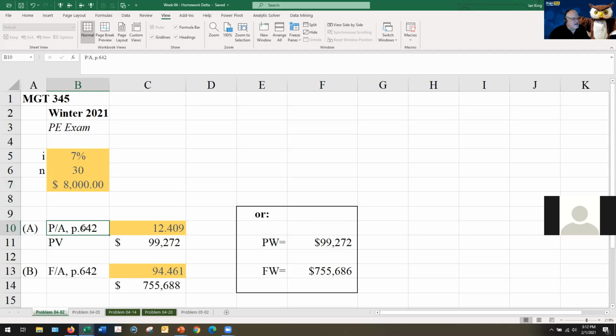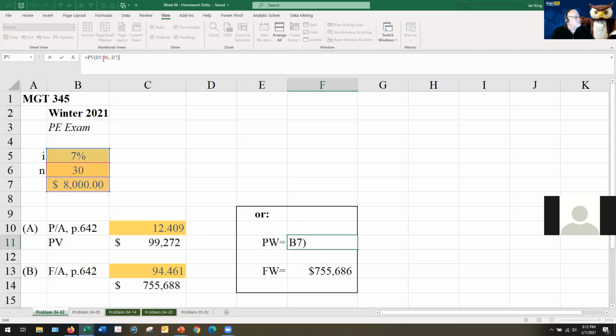Well, you look at the back, present value of annuity on page 642, where 7% is, and you get this factor for 30 years, 12.409. Multiply that 12.409 times the 8,000, and you get 99,272. Or you can use the present value formula, which I just used up here: highlight the interest rate, the period, the $8,000. That gave me 99,272. Exact answer for both.